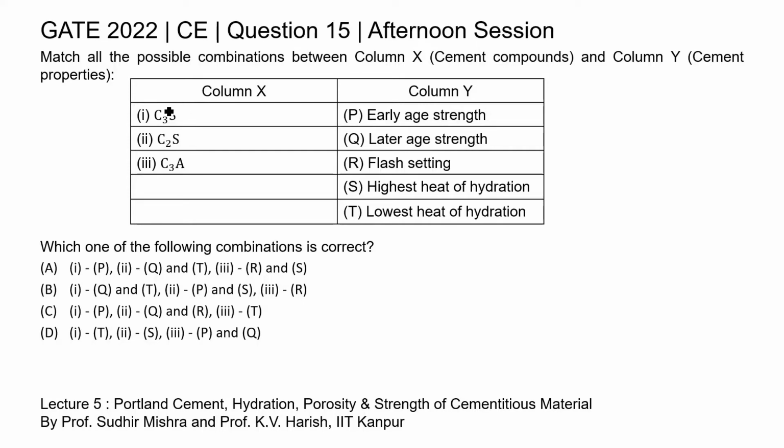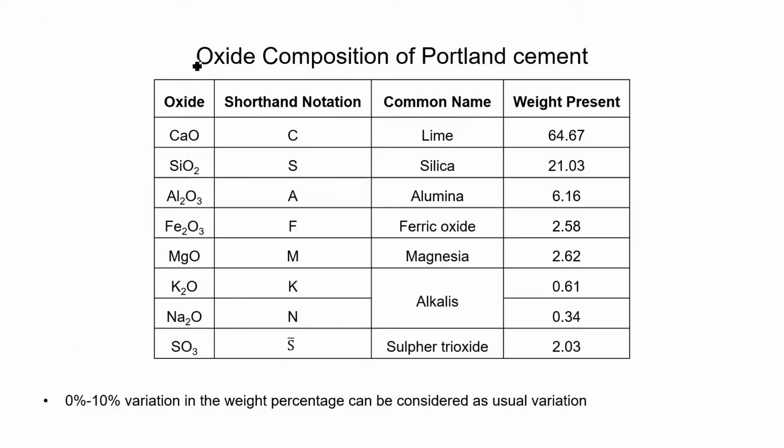You may study in detail about these Bogue compounds by watching lecture 5, Portland cement, hydration, porosity and strength of cementitious material by Professor Sudhir Mishra and Professor K.B. Harish, IIT Kanpur. So let's quickly recall about these compounds. In cement, various oxides are present like calcium oxide, silica oxide, aluminum oxide, ferric oxide and others.